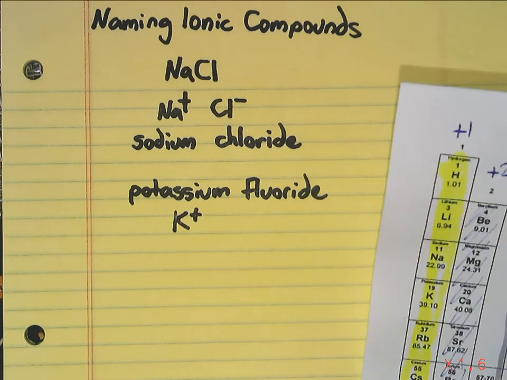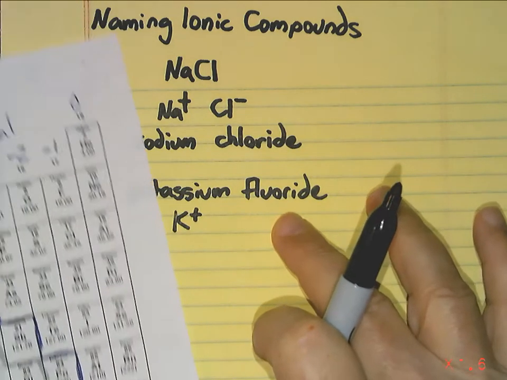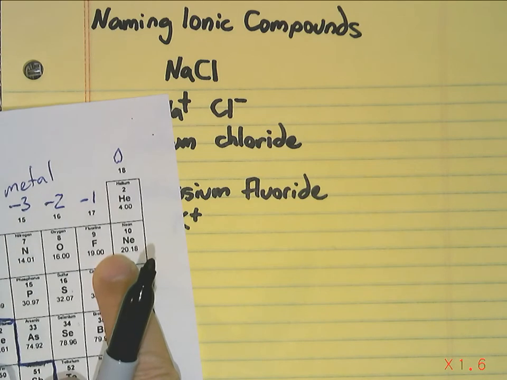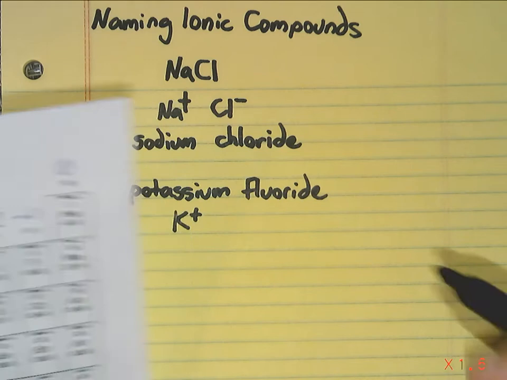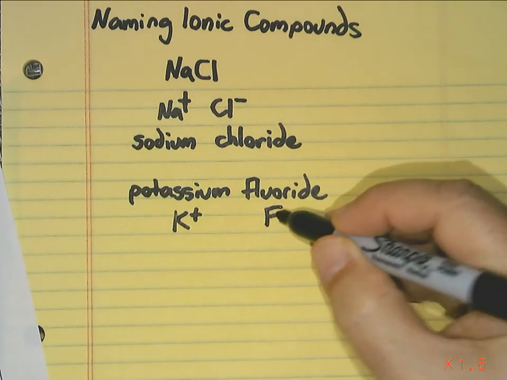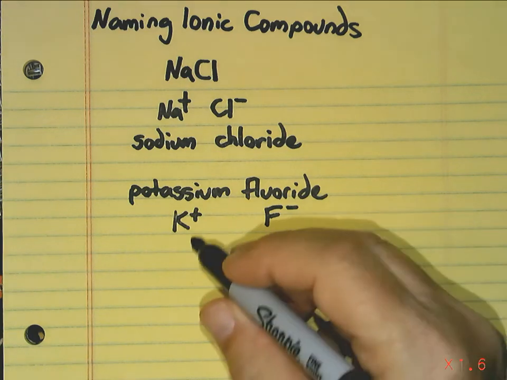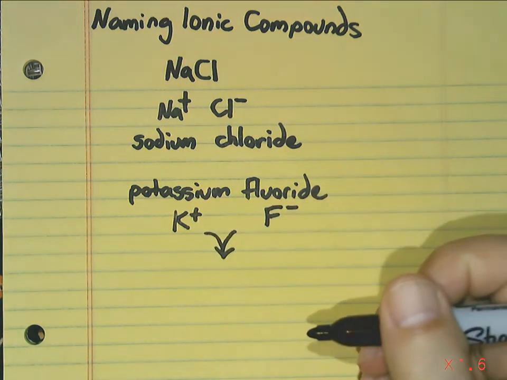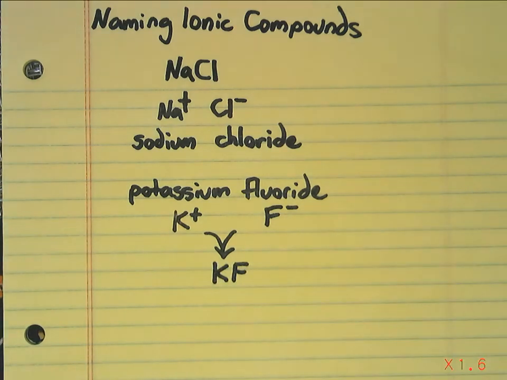And now I need the formula for a fluoride ion. Okay, so I look for something that looks like that. Fluorine is the element that it comes from. And it's in the halogen column, and it's got a -1 charge. So I can write down the formula for that. Now I can put them both together. A plus and a minus will neutralize each other, and there's the formula for potassium fluoride.